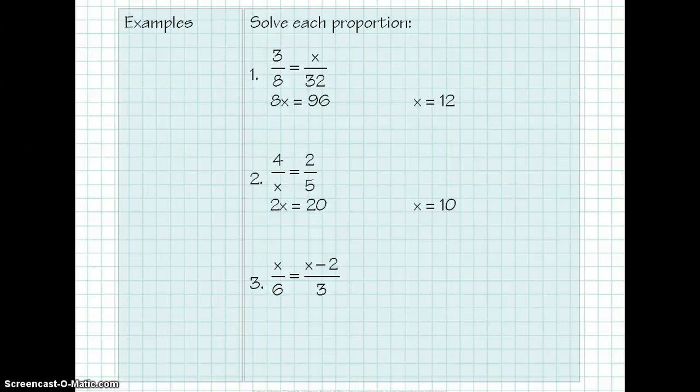Number 3 is a little bit more complicated, but we're going to do the same thing. We're going to take 6 times x minus 2, and that's going to be equal to 3 times x, or the other way around. Now, use my distributive property to clean this up. I've got 3x is equal to 6x minus 12. Then subtract 6x from both sides, and I get negative 3x is equal to negative 12. We'll divide by negative 3, and I get x equal to 4.